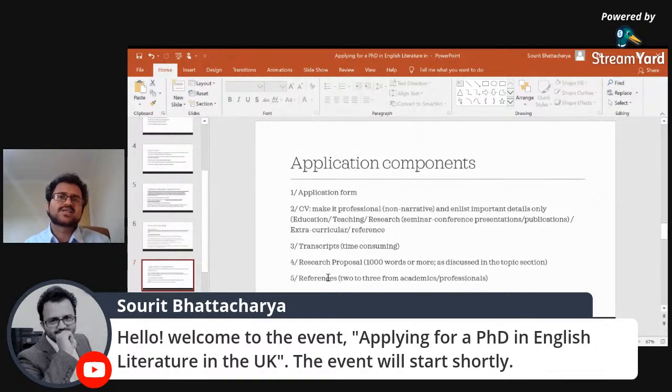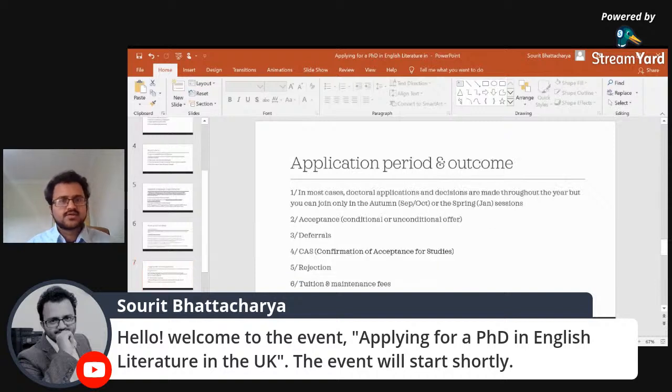Sometimes it happens that you might collect them yourself, scan and send. Sometimes it happens that they have to straight away send them, like email them to the university email addresses. So have knowledge about which university wants what, and be careful, because these are all time consuming things, so it's a longer preparation procedure. Then we have the penultimate one, the application period and outcome.